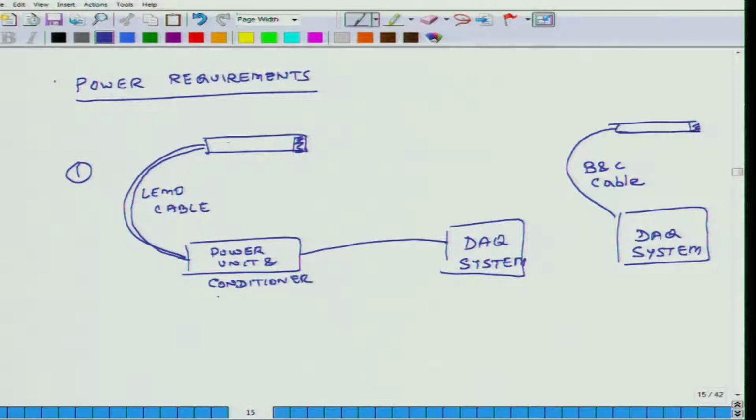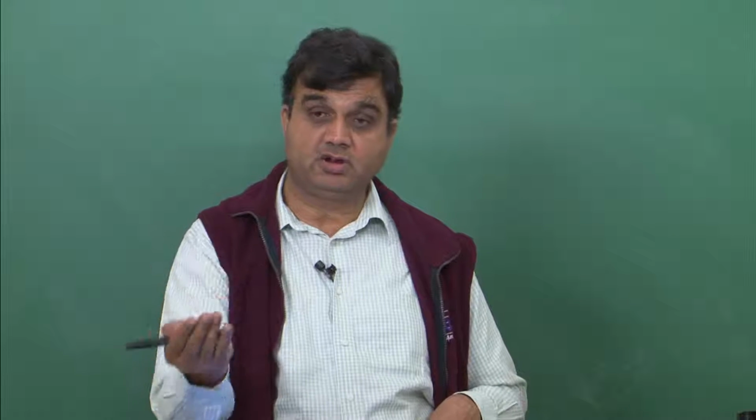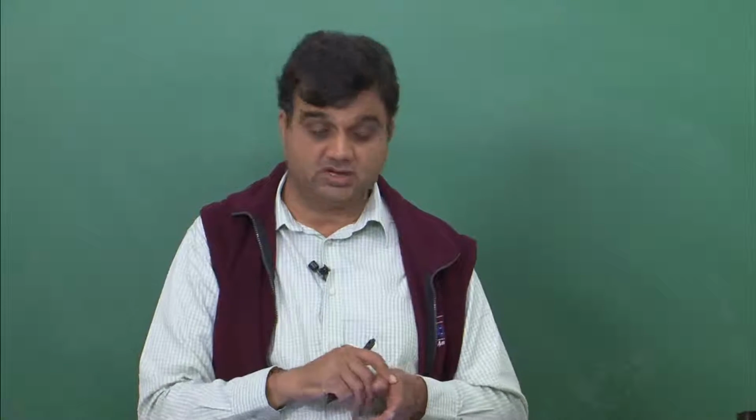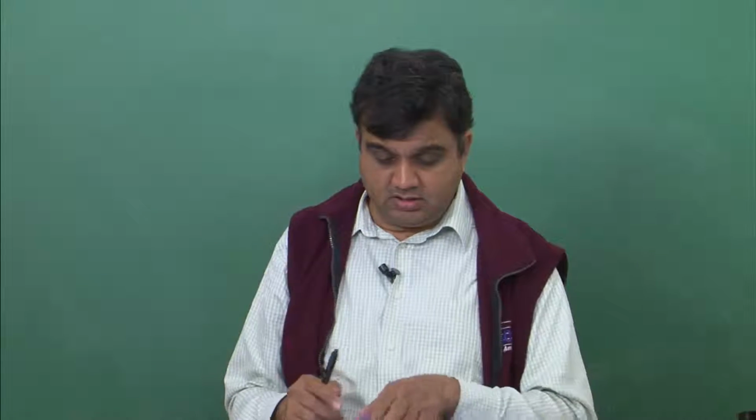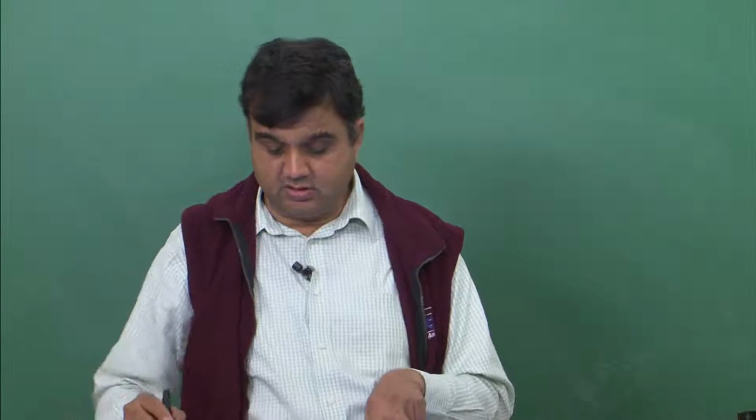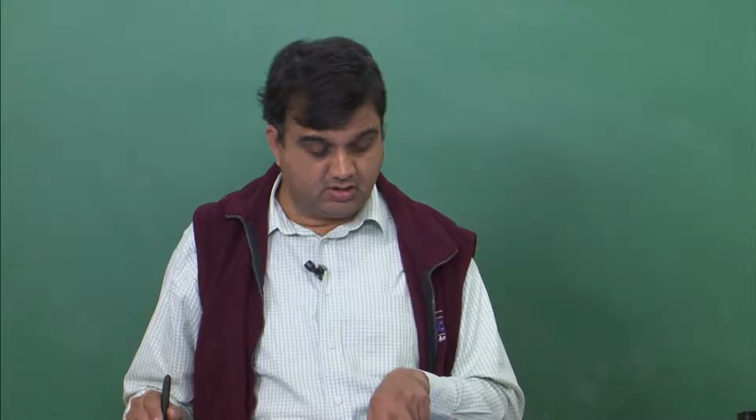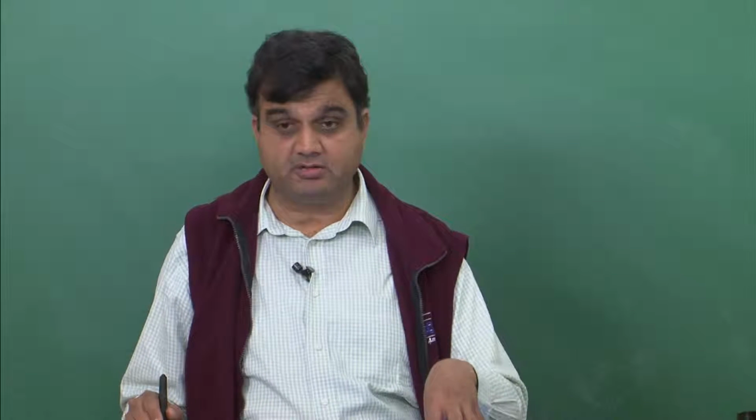So in case 1 I have a power unit and a conditioner. Here in configuration 2, this power unit has been eliminated, and the way the microphone gets its power is that this BNC cable does two things. It provides power to the microphone and it gets the signal from the microphone. So it does both. In configuration 1 you need a separate power unit and a separate power cable.